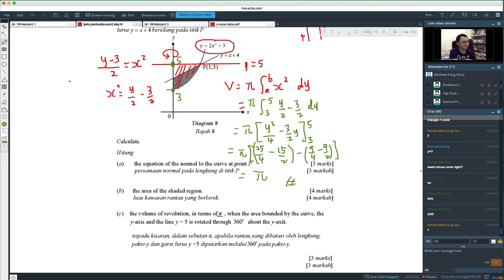Okay, so just remember how to find volume, how to find area, how to find the equation of a tangent, how to find the equation of a normal. Alright, I'm going to move on. Yes, the answer will be 1.